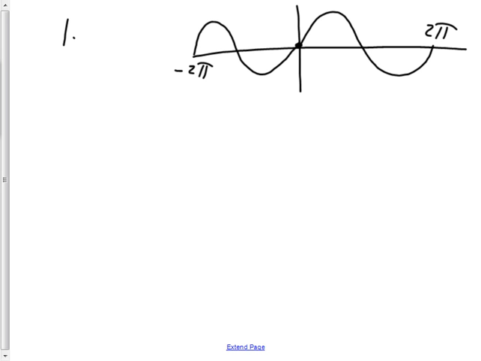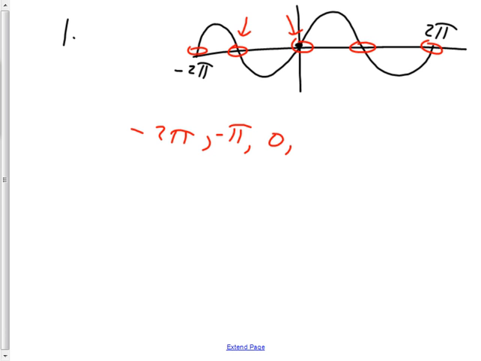Now, the first question. Okay, so we've got it sketched, and now the first part, part A. What are the x-intercepts when we look at the interval negative 2 pi to 2 pi? X-intercepts are these things. There, and there. There's 5 answers. What are they? Negative 2 pi. What's this one? Negative pi. What's this one? 0. What's this one? Pi. And last one's 2 pi. There we go. There's your x-intercepts.